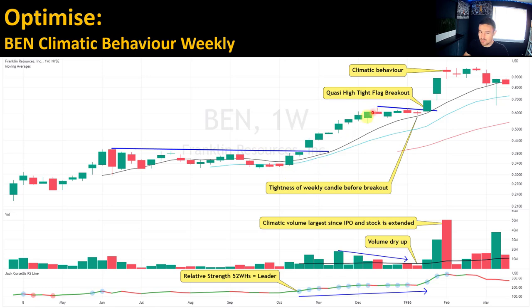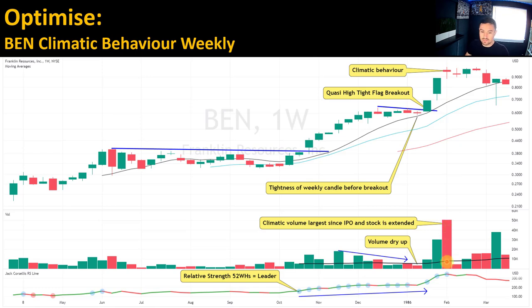I think this move here was up about 94%. It wasn't up quite 100%, but do you see how you get this really tight bar coming through? Look how the volume dries up, and then it powers higher. Now, this is actually the IPO for Franklin Resources. So then up here, what are you seeing? You're seeing climactic volume.